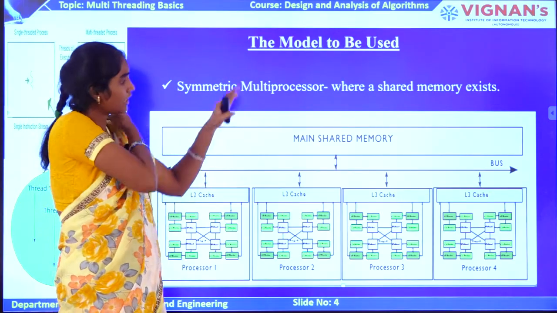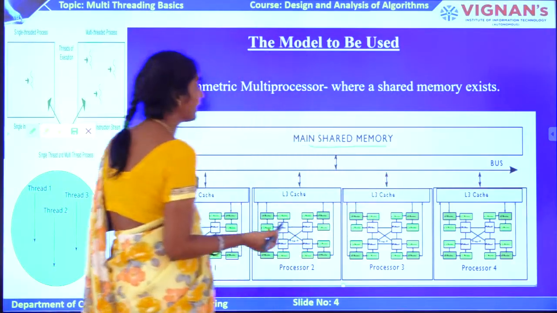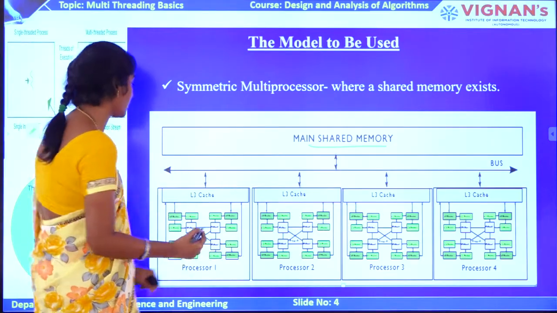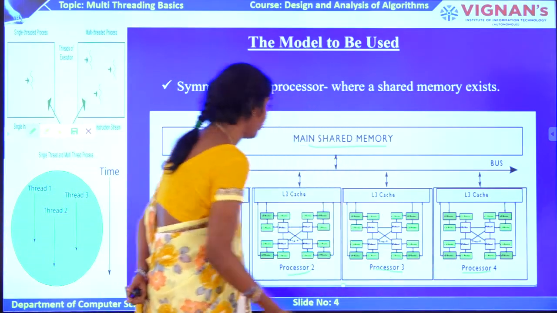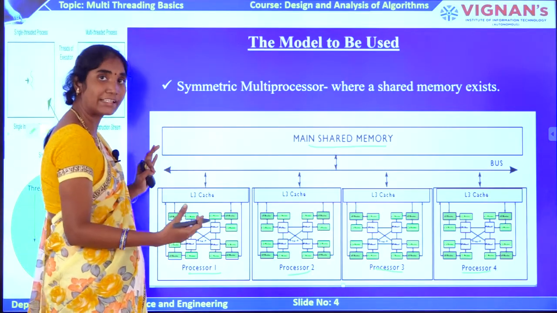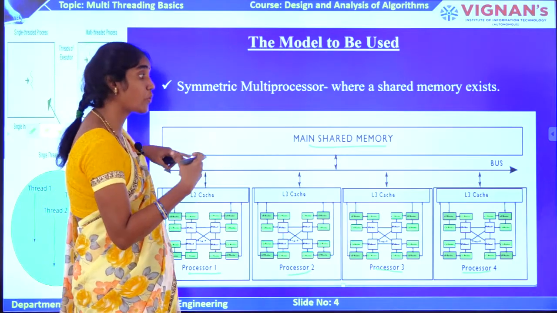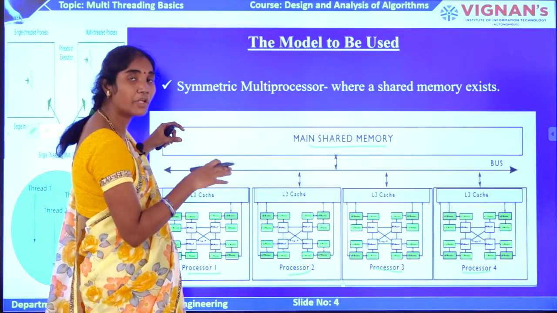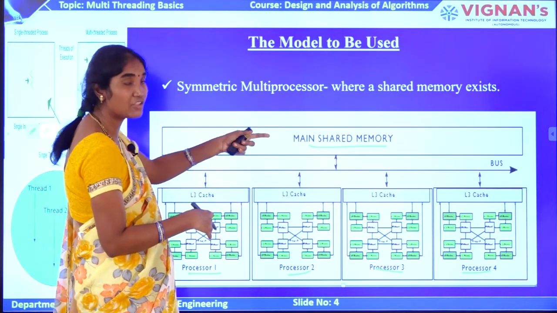So here I am showing you the classical multiprocessor system. Here I am having a shared memory, right. So here I am having 4 processors over here, processor 1, processor 2, processor 3 and processor 4, right. Each and every processor is processing some task. Let us consider each processor is having some task, and it is going to share the common memory in order to execute all these processors, and that common memory is main shared memory.